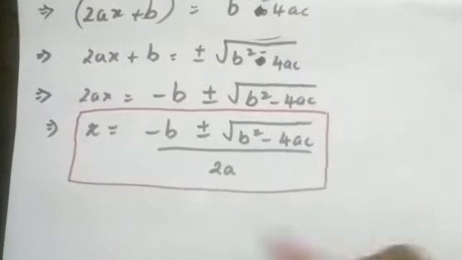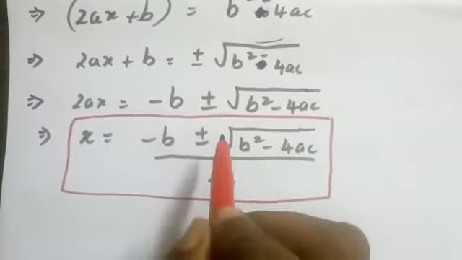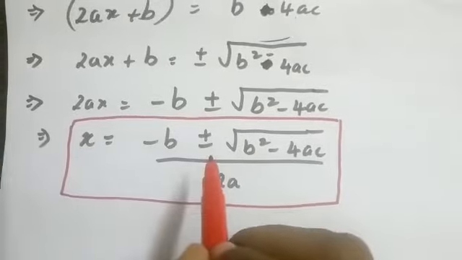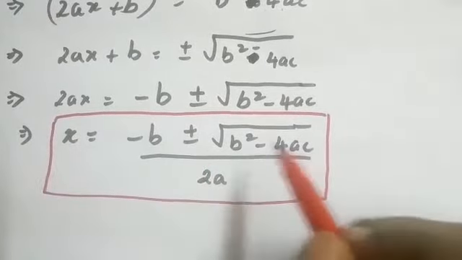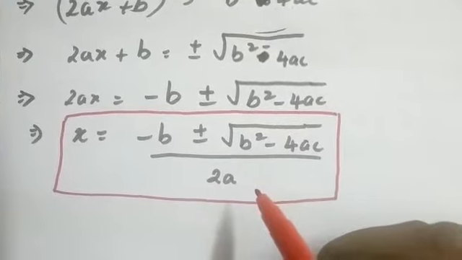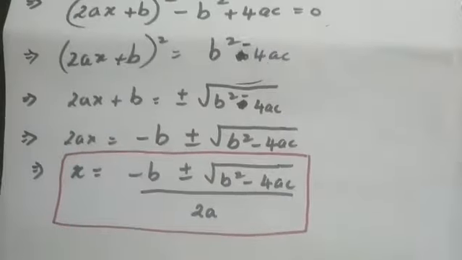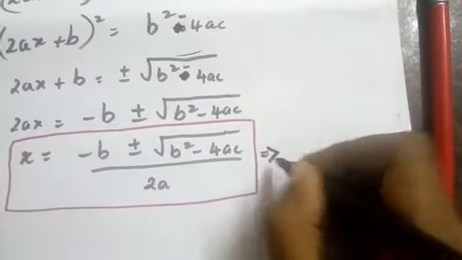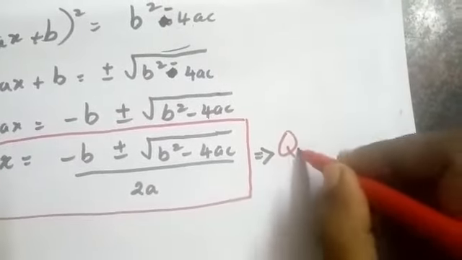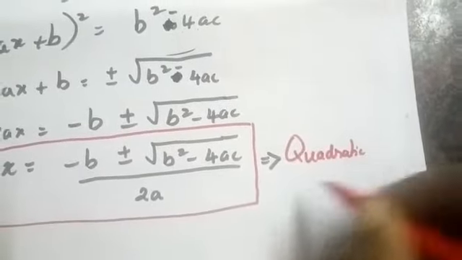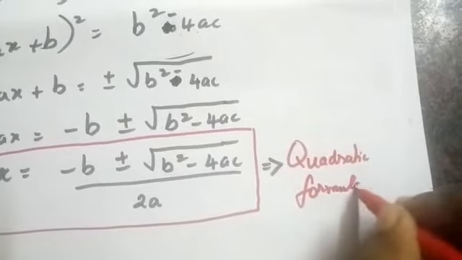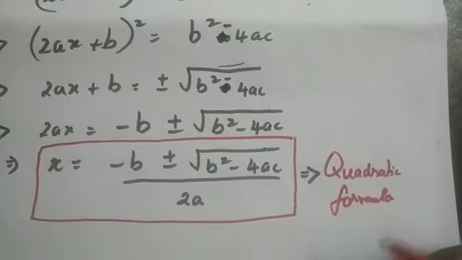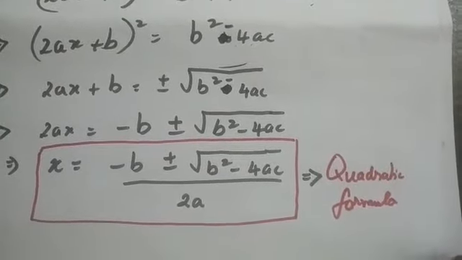And you have two solutions. One is minus b plus root of b square minus 4ac, the whole divided by 2a, and the other is minus b minus root of b square minus 4ac, divided by 2a. So you have two solutions, and as you can see, we have derived them from the standard form. This is called the quadratic formula. You can use this formula to arrive at solutions of a particular quadratic equation.